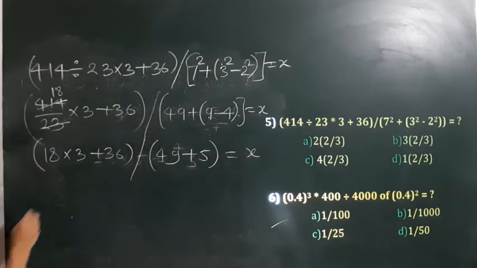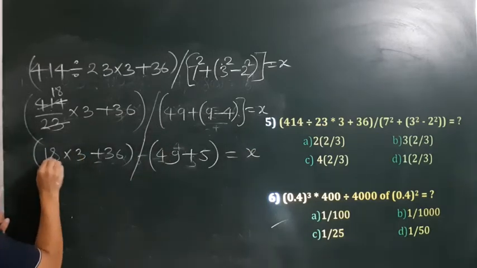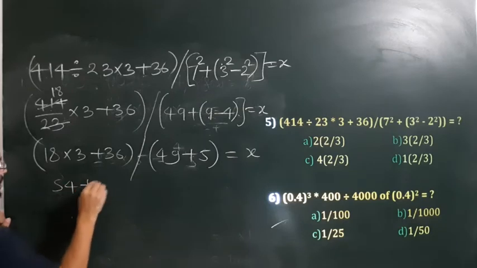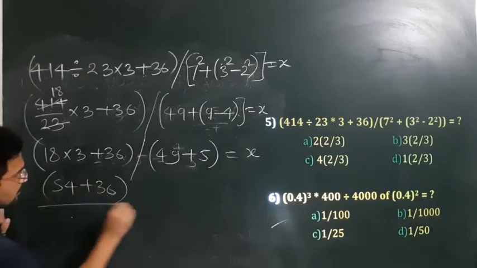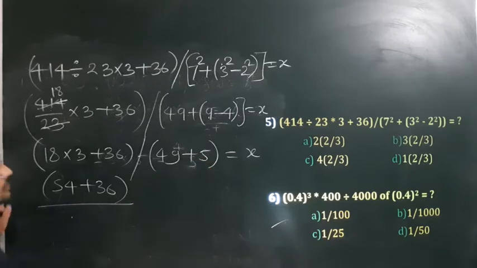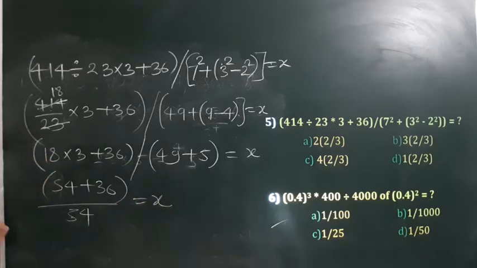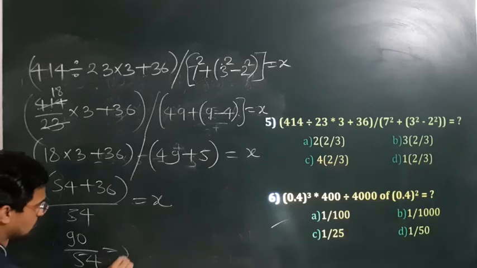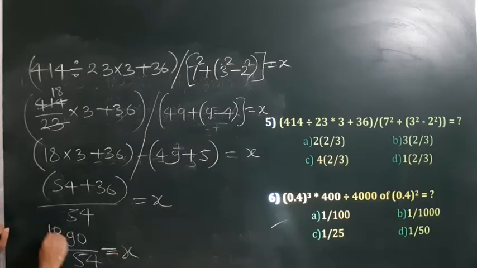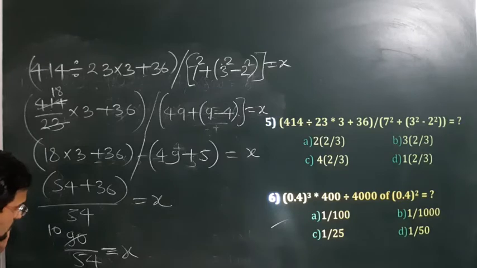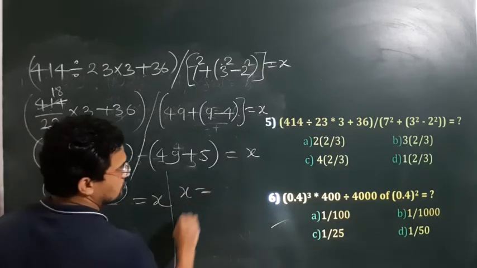X. So 18 into 3 you will get 54, plus 36, whole divided by 49 plus 9 minus 4. 9 minus 4 you will get 5, and 49 plus 5 you will get 54. So 54 plus 36 you will get 90, divided by 54, is equal to X. 9 10s are 90 and 9 6s are 54. Therefore X is equal to what?